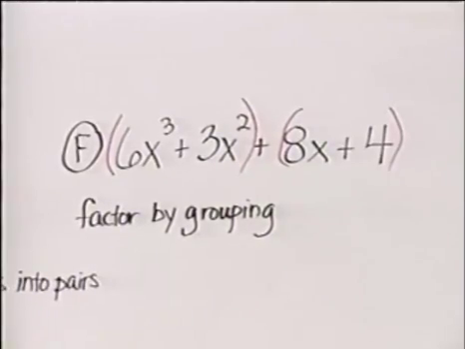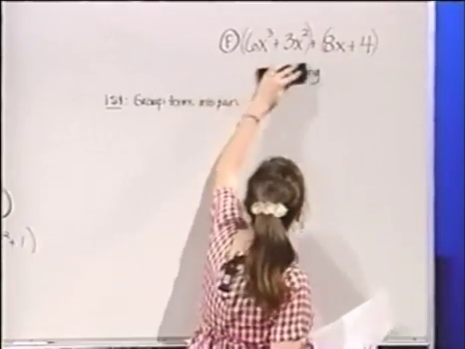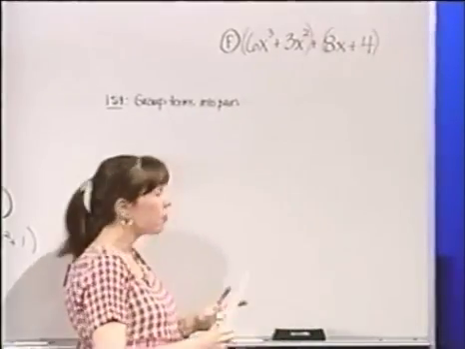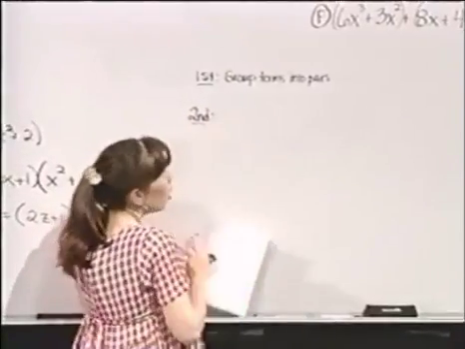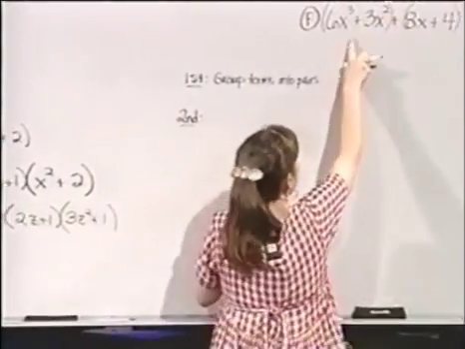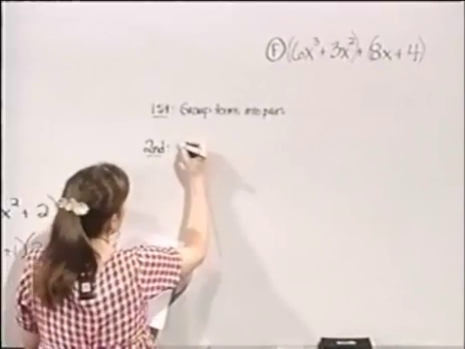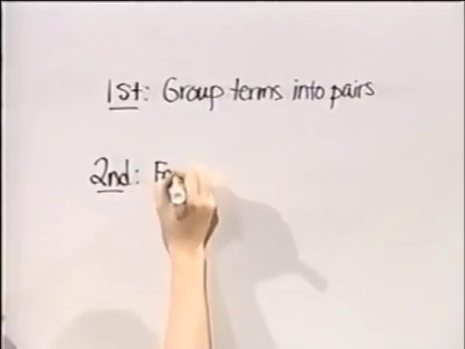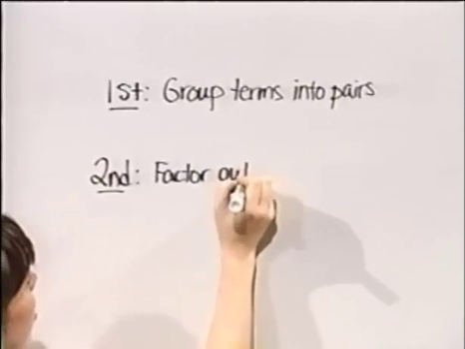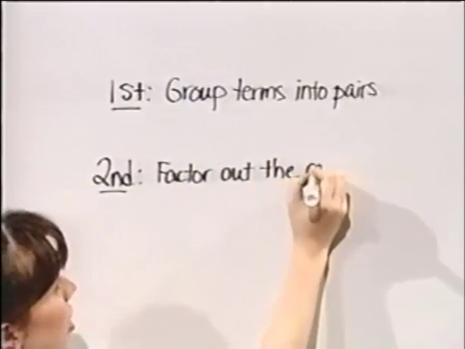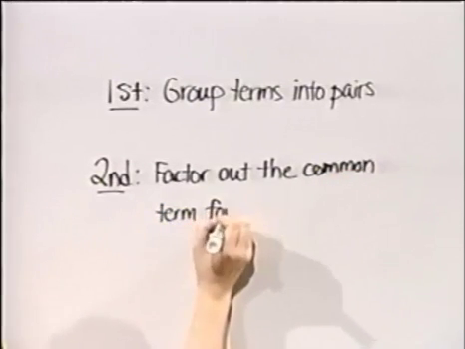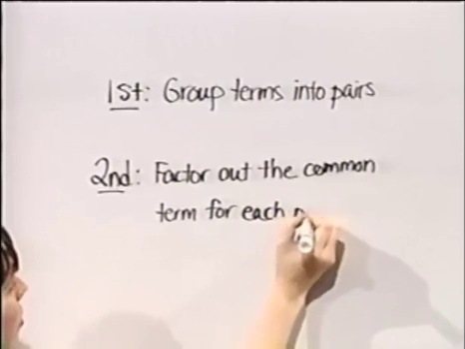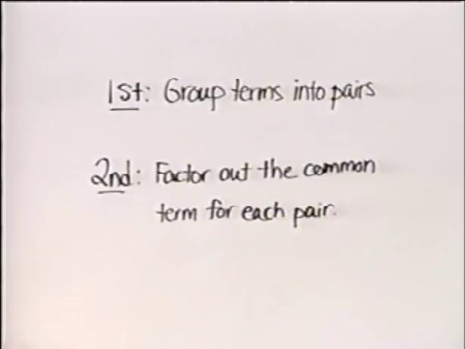Now we can proceed to the second step. And let me just erase these words so they get out of our way as we work the problem. Second step. Okay? Use the distributive property on each of these quantities. So now, factor out the common term for each pair. Let me read that again. Factor out the common term for each pair.